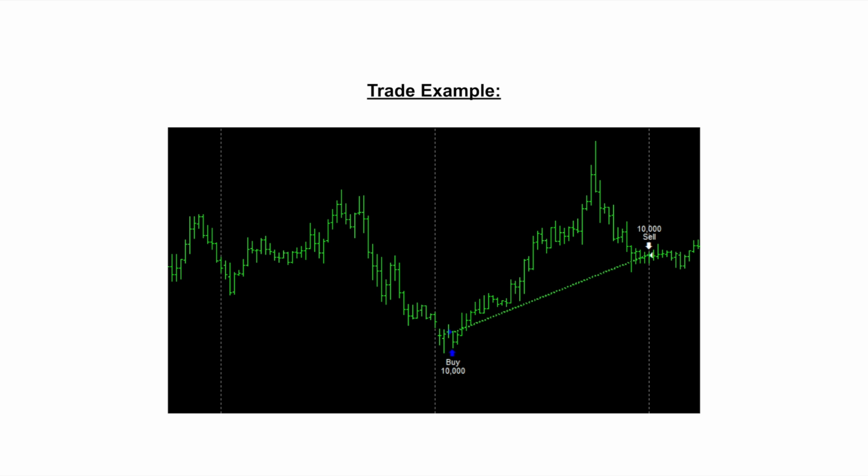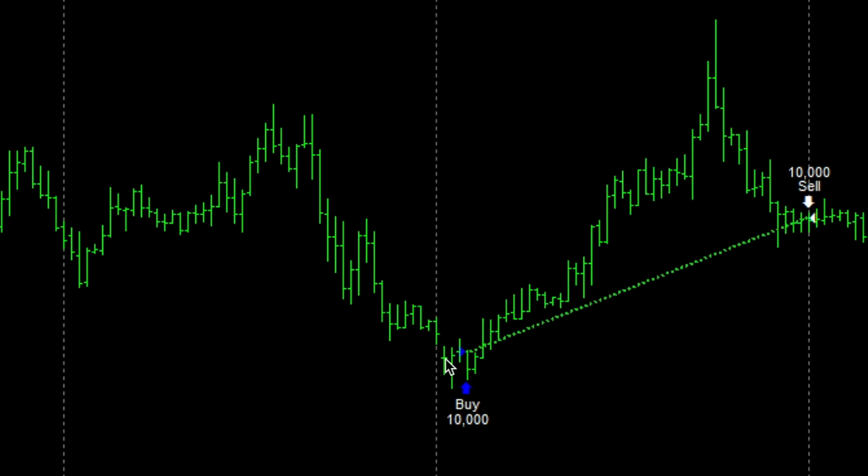Here's an example on the chart then. We can see that the open of this session was actually less than yesterday's low, so there was a gap to the downside, and then at 18:30 we buy and then exit at the end of the day.